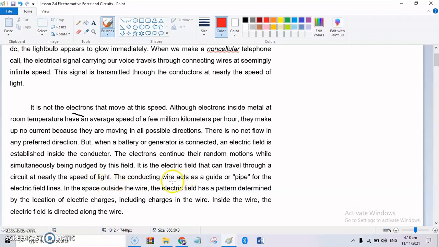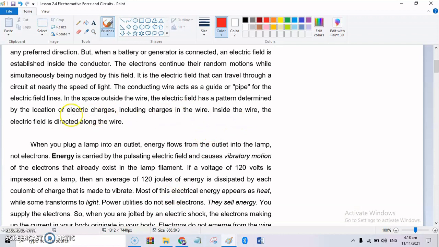The conducting wire will act as a guide or a pipe for the electric field lines. In the space outside the wire, the electric field has a pattern determined by the location of electric charges, including charges in the wire. And inside the wire, the electric field is directed along the wire. So again, inside the wire, there's an electric field that is being guided in the conducting wire. Outside of our conducting wire, there is only a pattern, a pattern that can be determined by the location of electric charges.